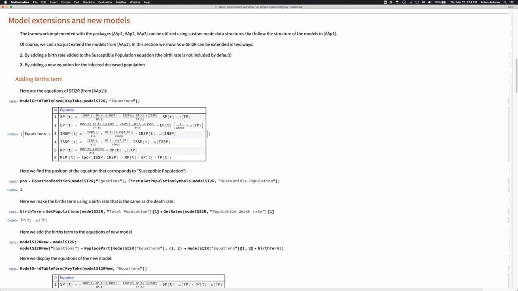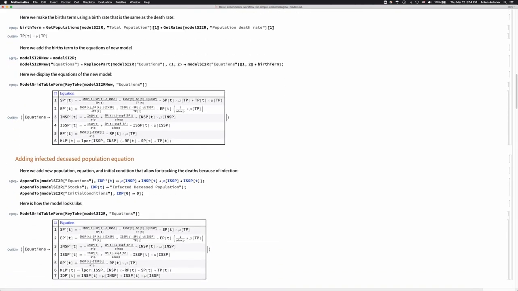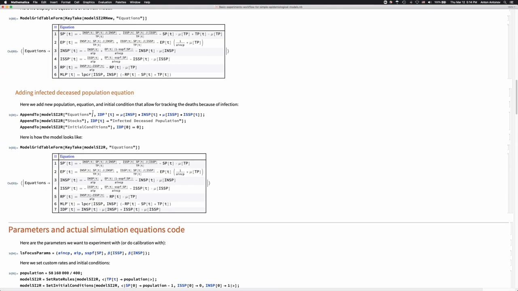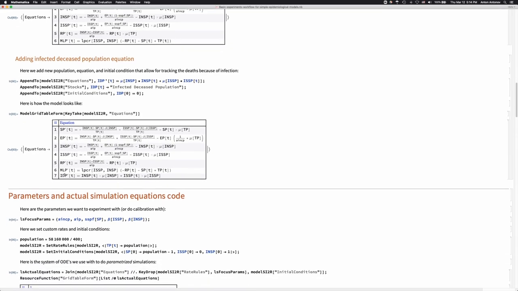Here I have shown some examples of adding birth rates, the birth term, in which the birth rate is assumed to be the same as the death rate. Another extension would be, for example, to add another population, this deceased people population. It's just a simple equation. This is just a monitoring equation. It does not interact with the rest of the compartments. It just monitors what happens with the rest of the populations, and it accumulates the value.